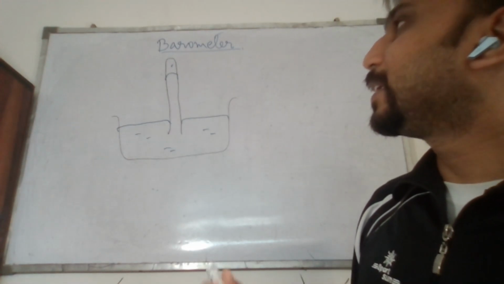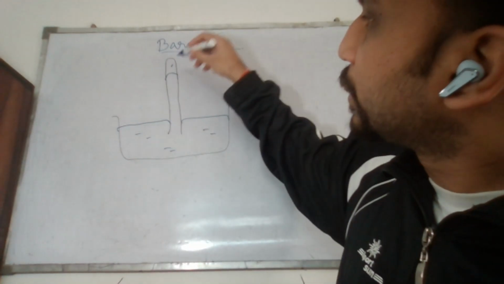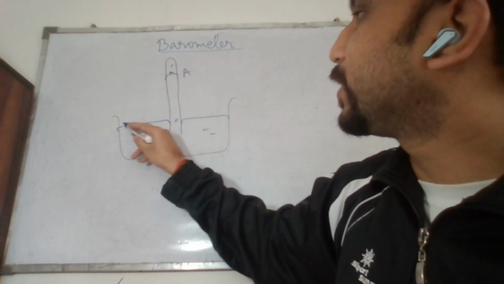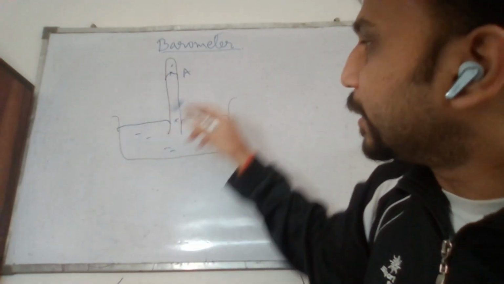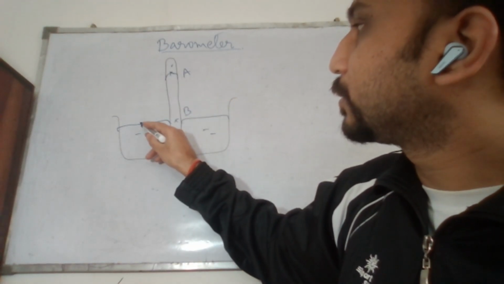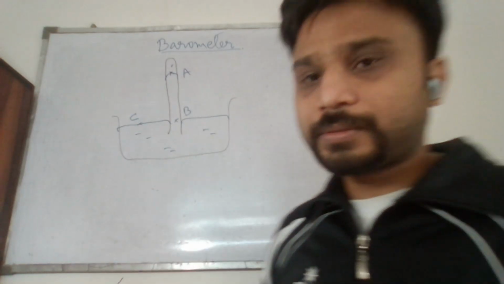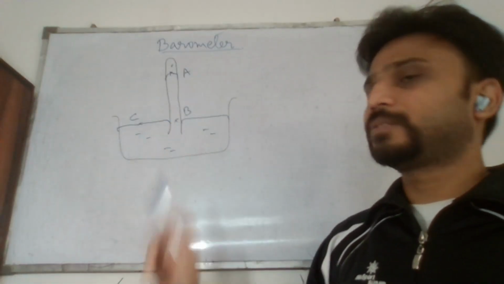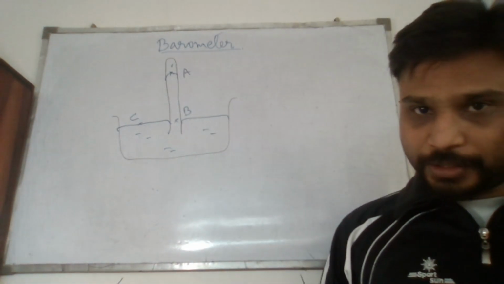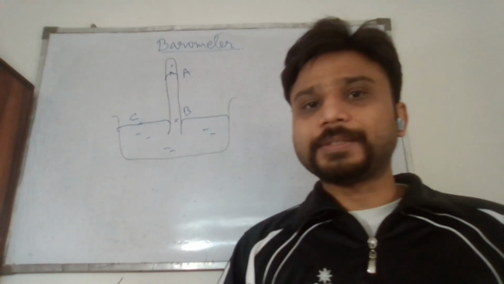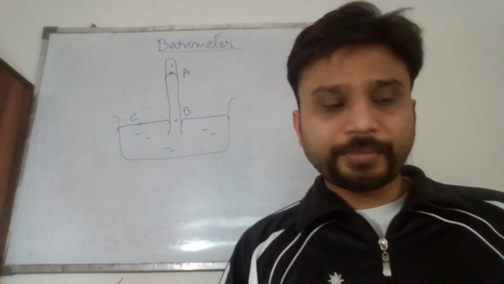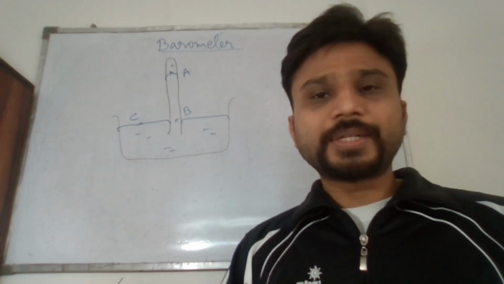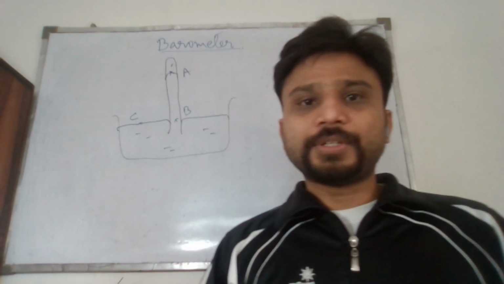To do that, we select different points. Let us take the topmost point as A, the point which is at the level of the mercury bath as B, and this point as C. So this is A, this is B, and this is C. I hope that is clear. So now let's begin. Our objective here is to evaluate how it measures atmospheric pressure.